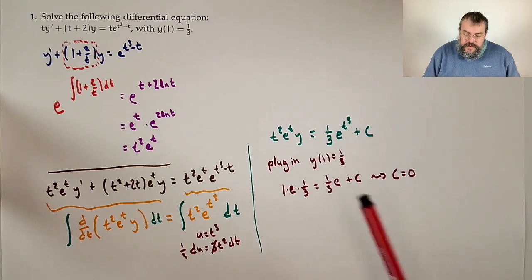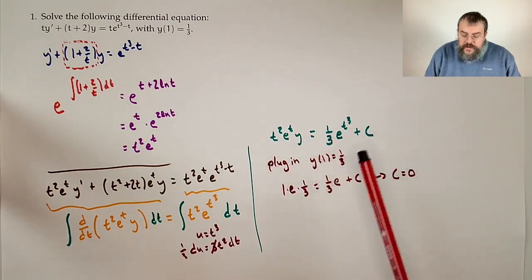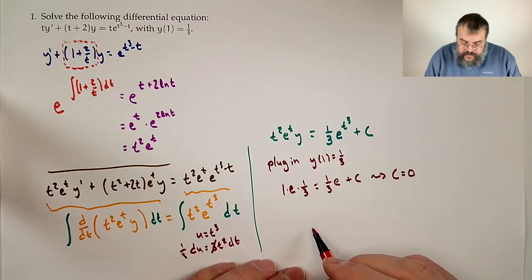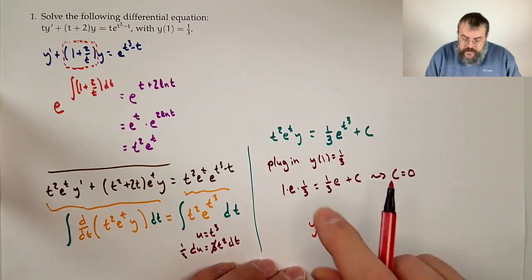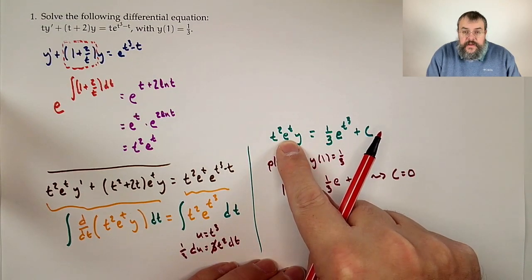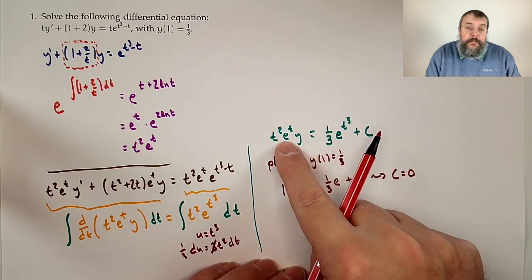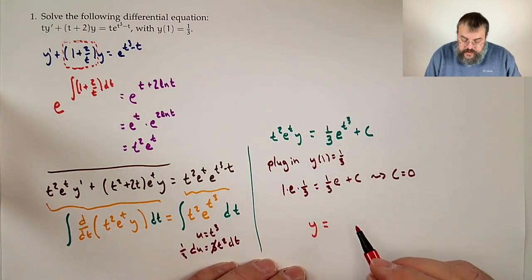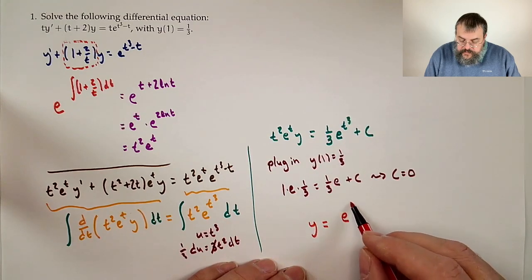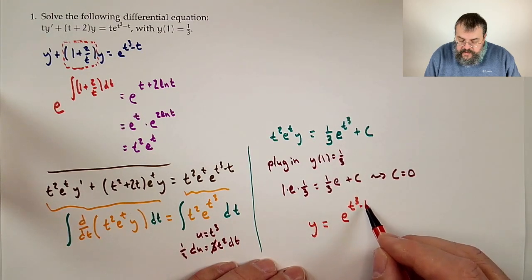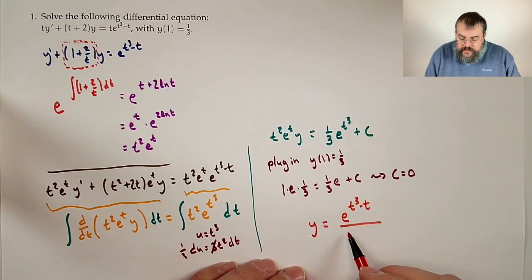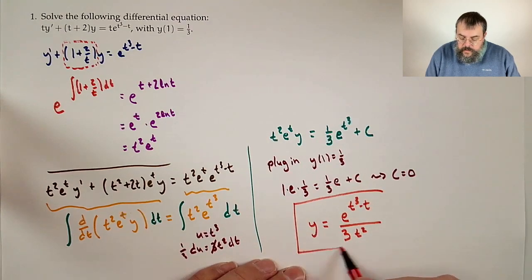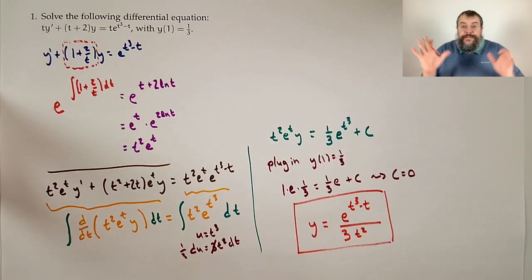So what's left to do? Well, now we know c is 0, divide through, and we get our final answer. So notice when we divide by e to the t, that's the same as multiplying by e to the minus t. So you can combine. So you have e to the t cubed minus t, and then downstairs you have the 3 and that t squared. And we're done. That's it.